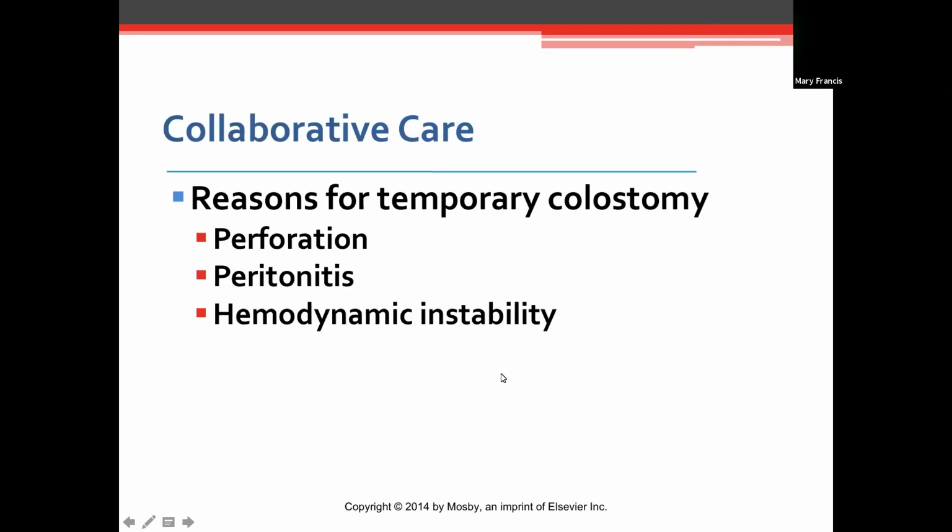He may need a temporary colostomy. Reasons could be perforation, peritonitis, or hemodynamic instability, where the patient was very sick on the operative table and may need to have a temporary one because they were not able or did not have the time to close it.